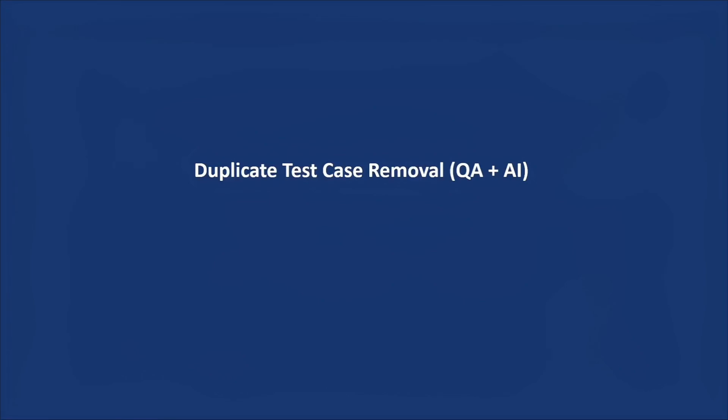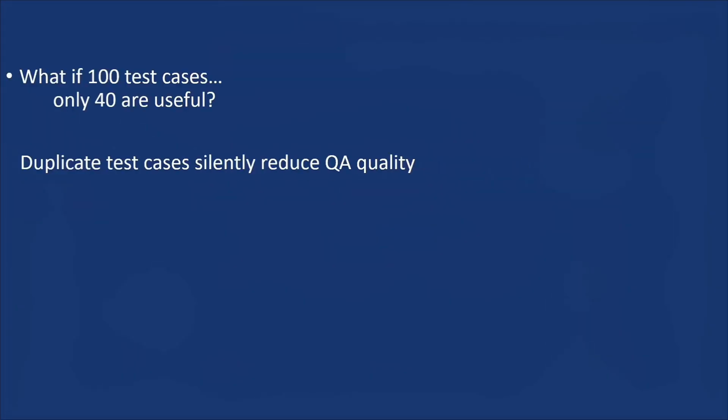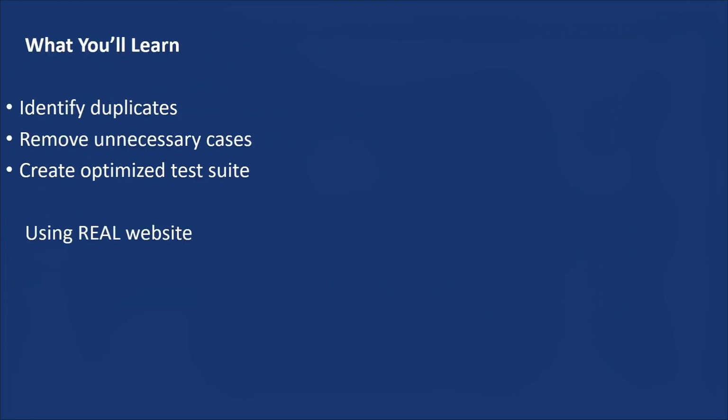So today we're going to discuss AI test case generation with duplicate test case removal. What if I tell you that you might be writing 100 test cases but only 40 are actually useful? Yes, duplicate test cases are silently killing our QA quality. So today I'm going to show you how to use AI to identify and remove duplicate test cases like a pro. So what are we going to learn here?